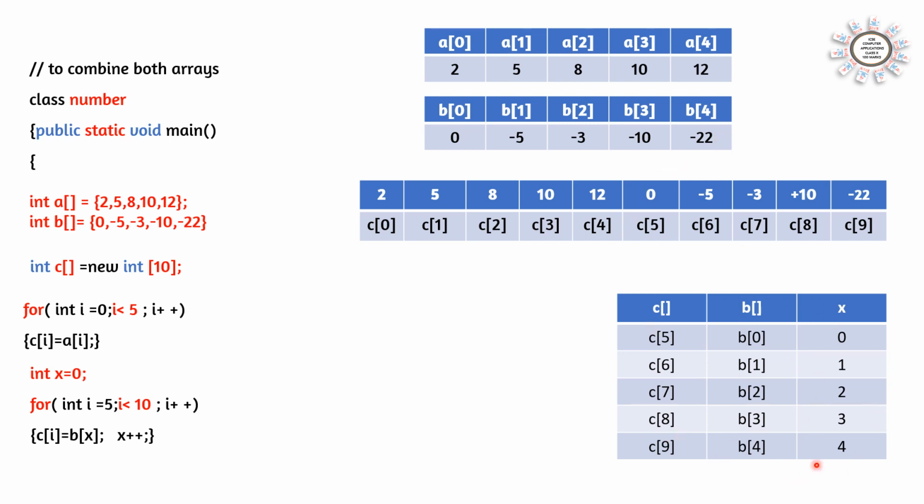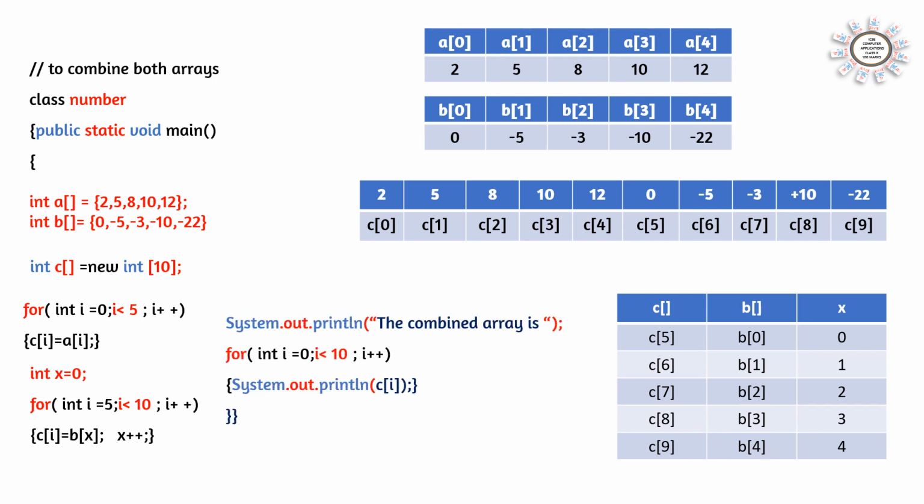So in this way, with the help of a second variable, we can find the position of B and then store the elements in array C. After that, we can print the combined array. int i = 0, i less than 10, 10 elements are there, i plus plus, and System.out.println C of i. The elements will be printed in the given format.